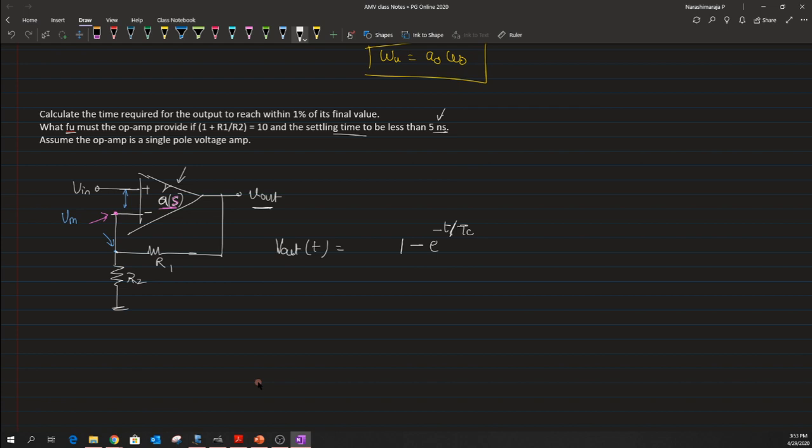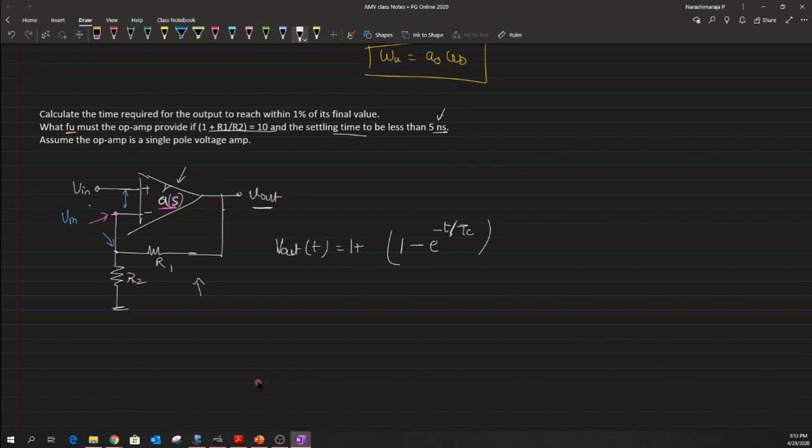Here tau c is nothing but the time constant of the closed loop system. It is a quantity related to the closed loop system, just because we are talking about the V out of this closed loop system here, and obviously there is a gain from input to the output. So one has to take care of that, and that gain is nothing but our nominal gain quantity.